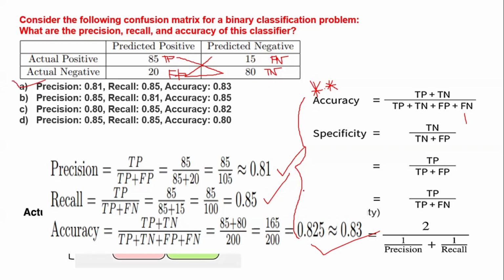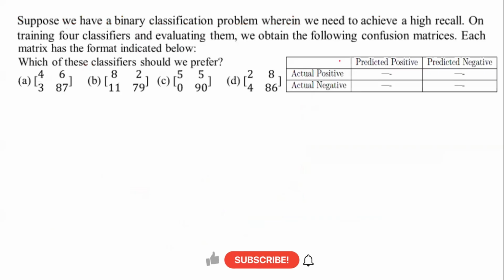Now, coming to the next question. Suppose we have a binary classification problem wherein we need to achieve a high recall on training for a classifier. Now, four metrics are given. And in the previous case, you saw that the predicted positive and the true positive, true negative, false negative values are given. And in these questions, they ask which metric we should prefer. In this case, we have to find the recall.